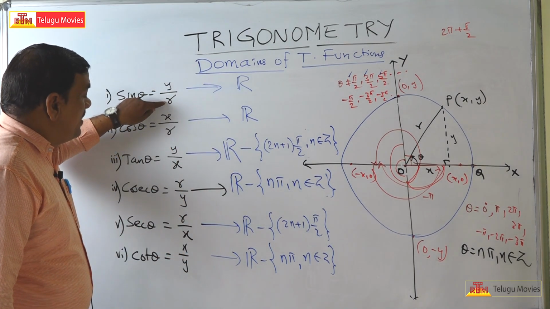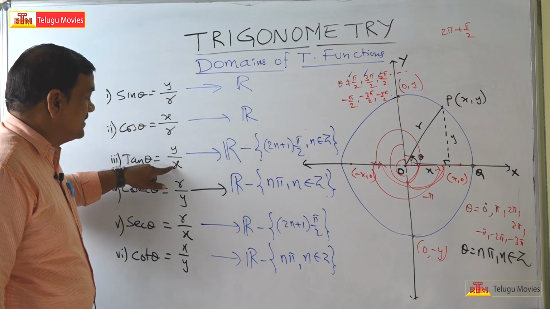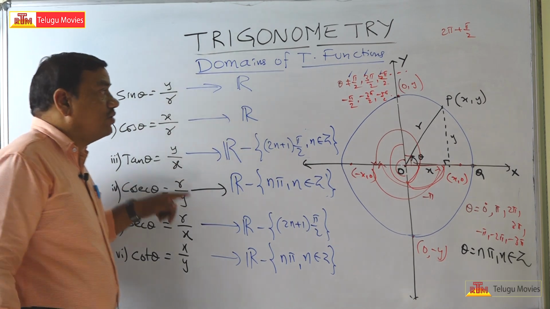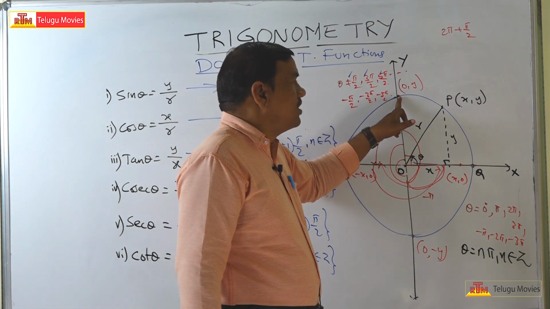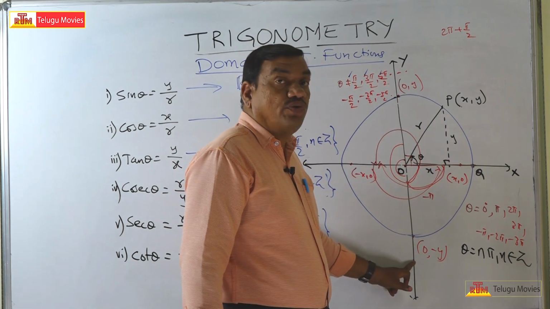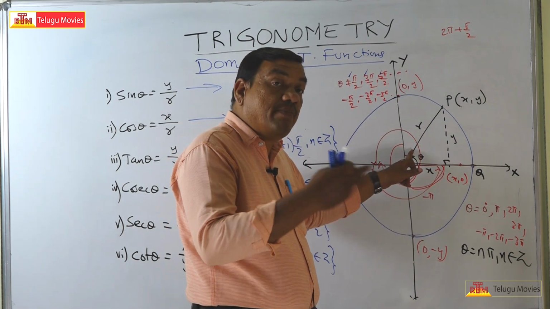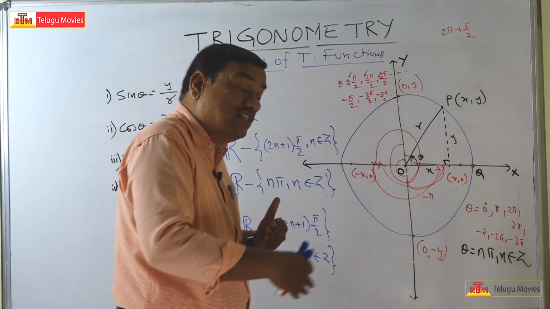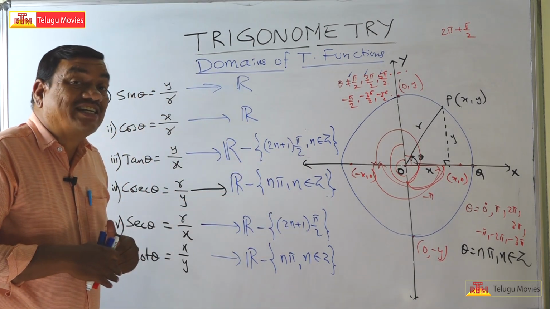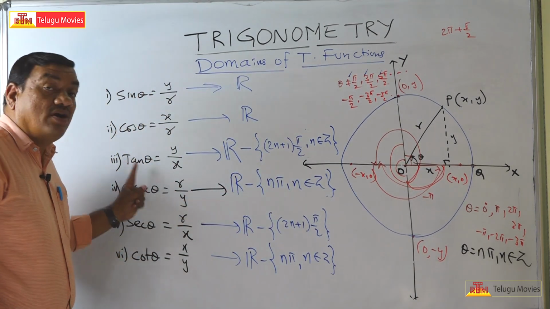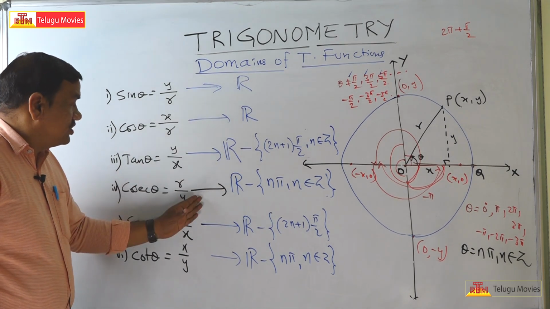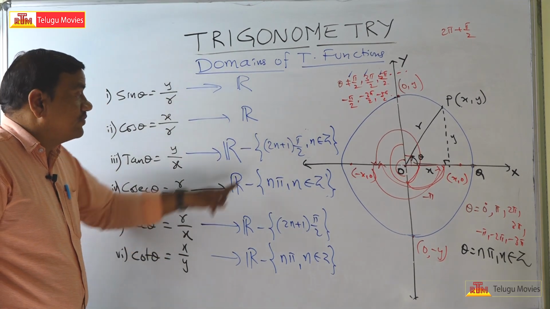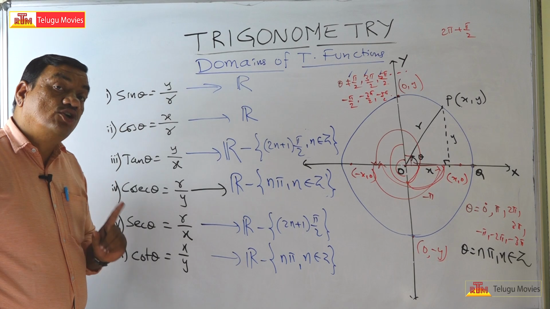So for r there is no restriction, but for x and y there is. x cannot be equal to 0. For which values is x 0? If the point lies on either the positive y axis or the negative y axis, so you have to eliminate all those angles: pi by 2, 3 pi by 2, 5 pi by 2, minus pi by 2, minus 3 pi by 2. Except for those angles, this trigonometric ratio is defined. This is the same for tan theta, where the denominator is x. For secant theta also the denominator is x. That's why for tan theta and secant theta, the domain is the same.